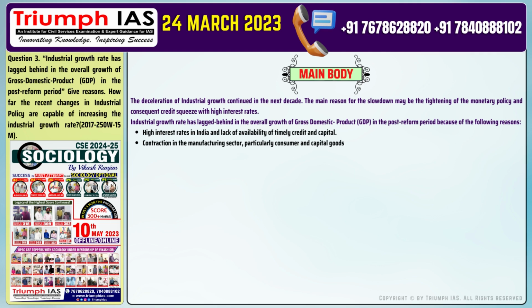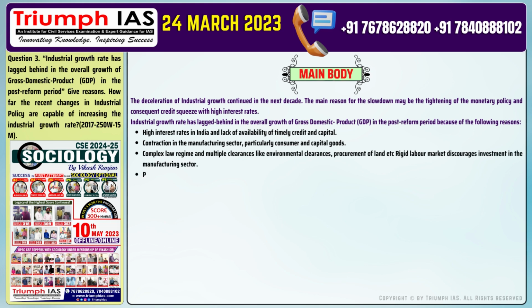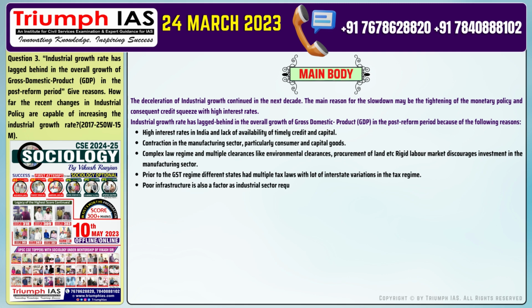Number 3. Complex law regime and multiple clearances like environmental clearances, procurement of land, etc. Rigid labor market discourages investment in the manufacturing sector. Number 4. Prior to the GST regime, different states had multiple tax laws with a lot of interstate variations in the tax regime. Number 5. Poor infrastructure is also a factor as the industrial sector requires a smooth transport facility, regular power supply, etc. Number 6. Various policy measures have been initiated post-reform period to increase the growth rate of the industrial sector.